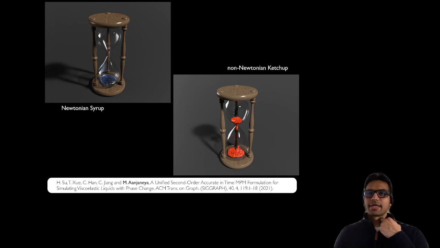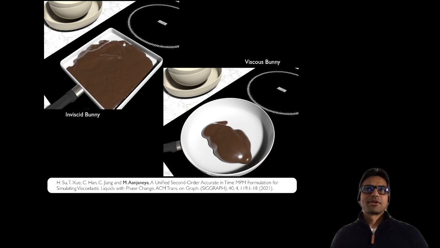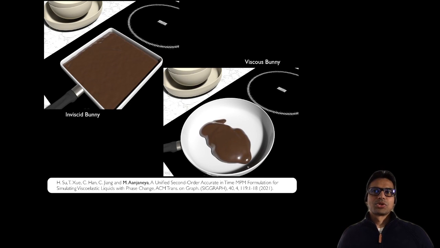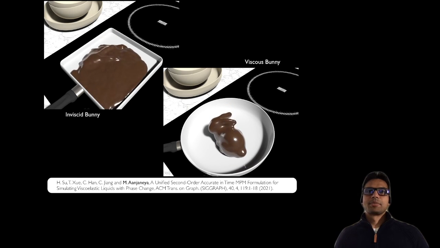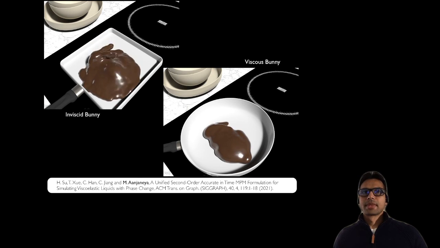Now that we have this model for simulating viscous liquids that are both Newtonian and non-Newtonian, we can actually combine it with diffusion to model phase change. And so we simulated a chocolate bunny, as is customary of any graphics source. We show that basically if the bunny is viscous, then its shape is preserved for much longer as it melts on this heated pan.